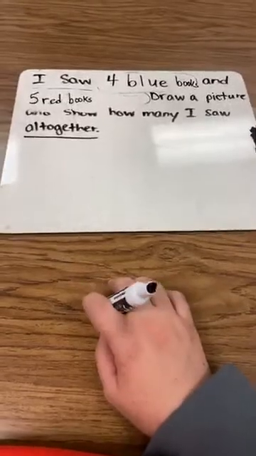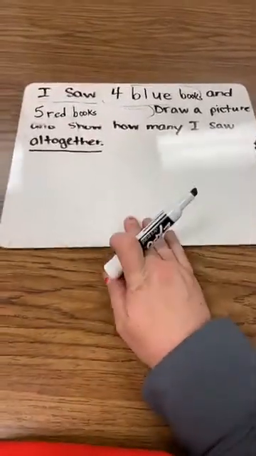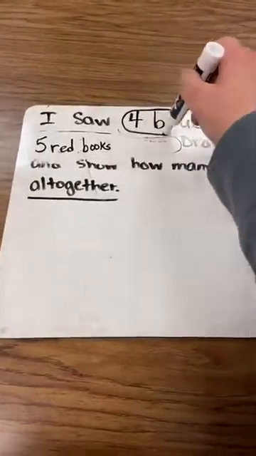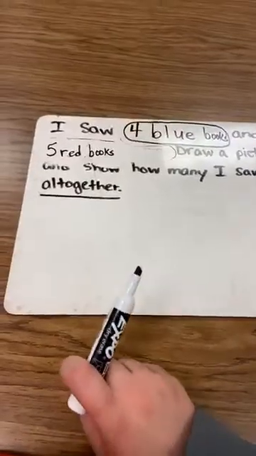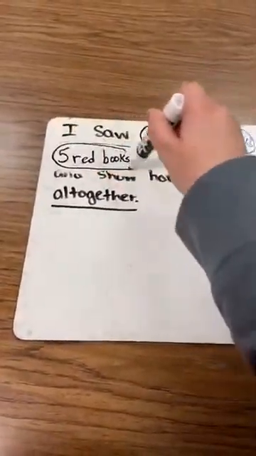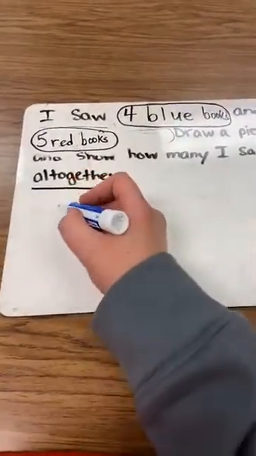What am I going to do first? You're right, I'm going to circle blue books because I need to know how many of them to draw. So I'm going to circle my blue books. And then how many red books did I see? You're right, 5 red books. So I'm going to circle that. Okay, now I'm going to draw my picture. So how many blue books am I going to draw? I circled it right there. I'm going to draw 4 blue books.